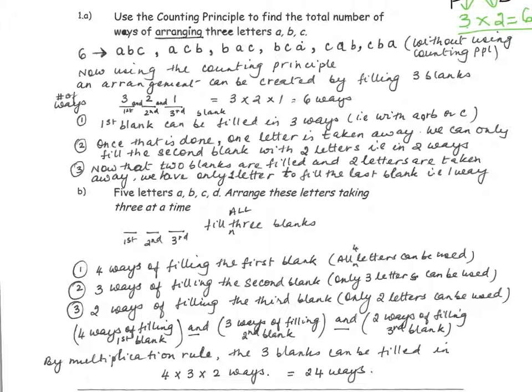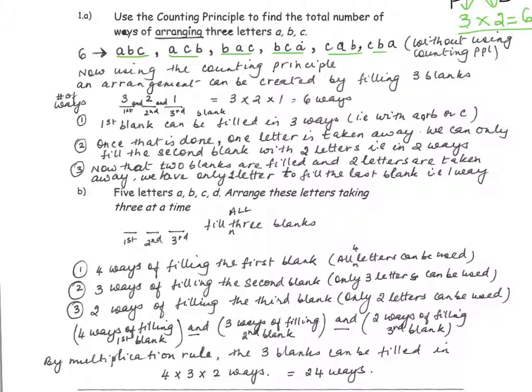It says use the counting principle to find the total number of ways of arranging 3 letters A, B, C. Now, let's just crudely arrange the 3 letters in different ways. So we have ABC, ACB, BAC, CBA, and so on. So we've exhausted all the possibilities.